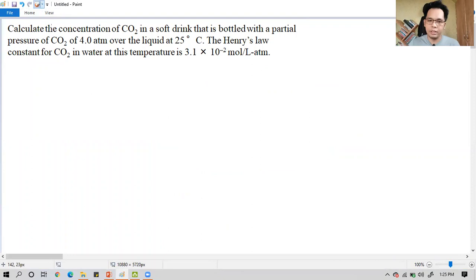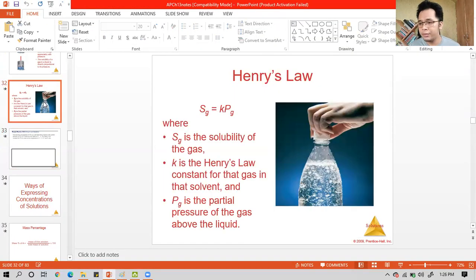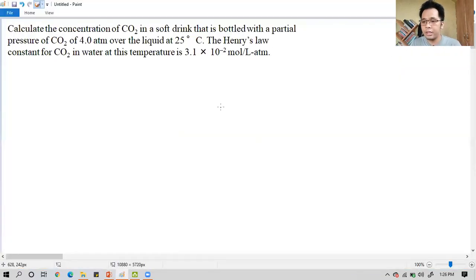Okay, Henry's law problem states: calculate the concentration of carbon dioxide in a soft drink that is bottled with a partial pressure of carbon dioxide of 4 atm over a liquid at 25 degrees Celsius. The Henry's law constant for carbon dioxide in water at this temperature is 3.1 times 10 raised to negative 2 moles per liter atm, or molarity per atm. Well, it's just a simple calculation. It's just a multiplication of two values because the formula is just this one. It is a straightforward calculation.